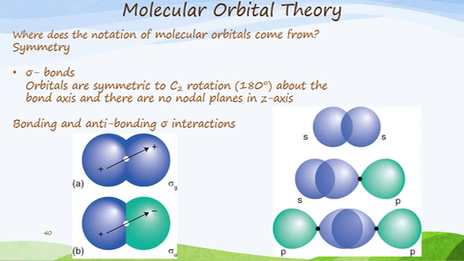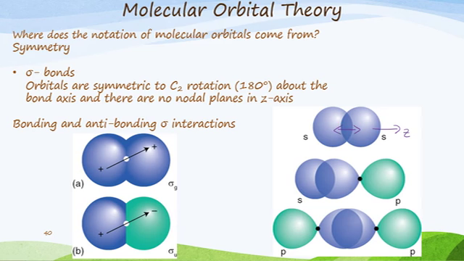These orbitals are symmetric to what's called a C2 rotation. A C2 rotation is just a two-fold rotation about the bond axis, and there are no nodal planes in the z-axis. We've defined a convention that says that the bonding axis is the z-axis. So if we get head-to-head overlap like we do in this drawing, this defines the z-axis.